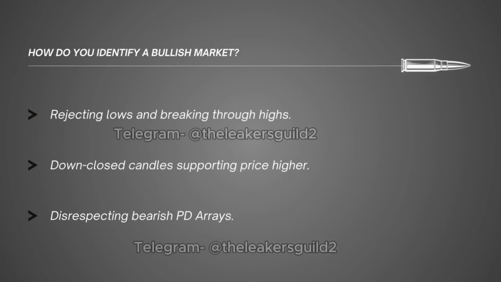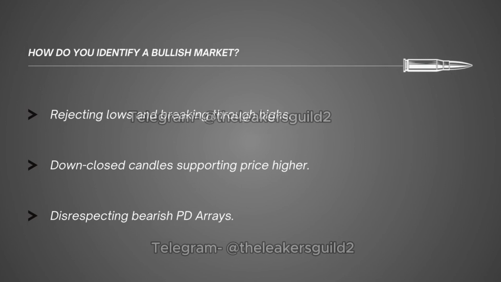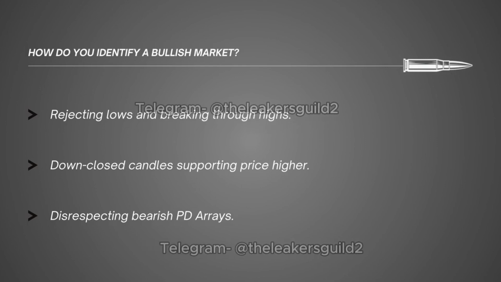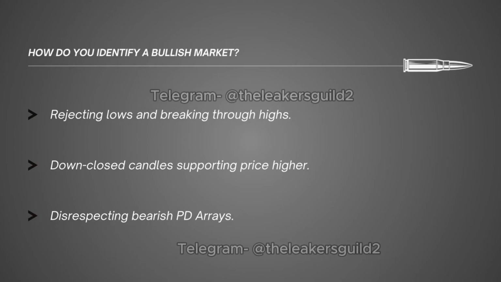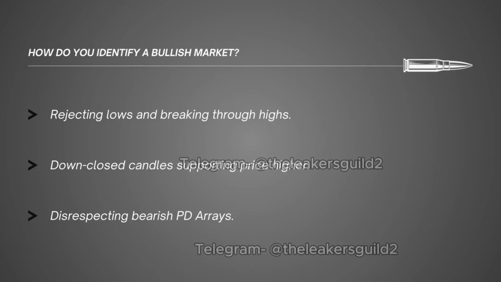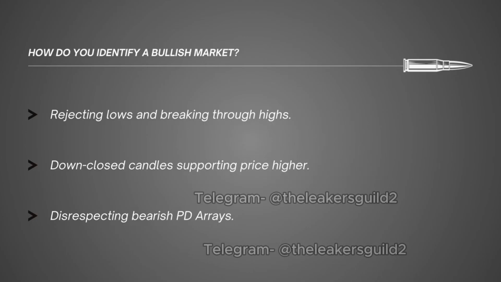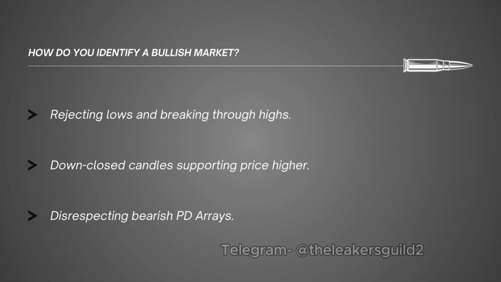Now, how do you identify a bullish market? We can spot a couple of things on the chart which can aid us in determining a bullish market. So first of all, we can see price action rejecting lows and breaking through highs. We can see those down close candles supporting price higher. So we'll be using the PD array matrix for that and disrespecting those bearish PD arrays.